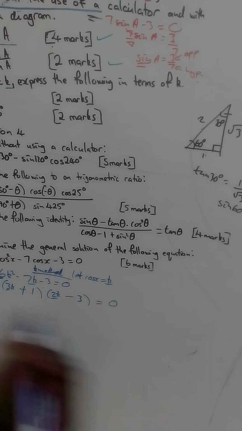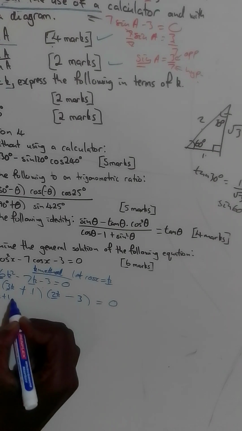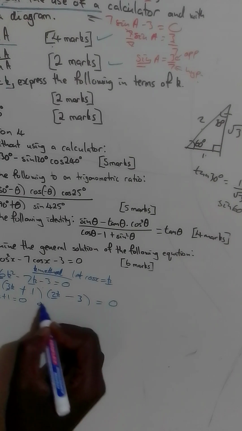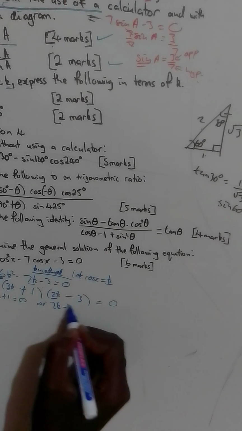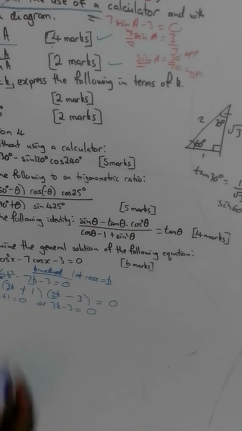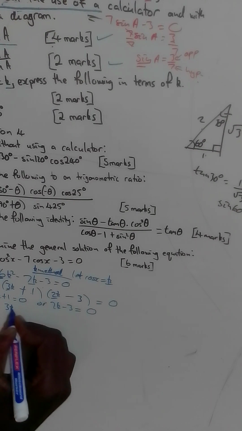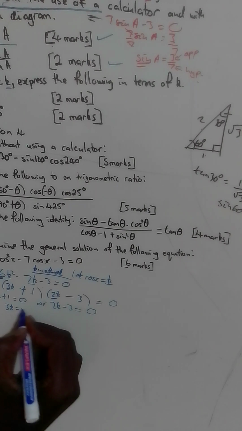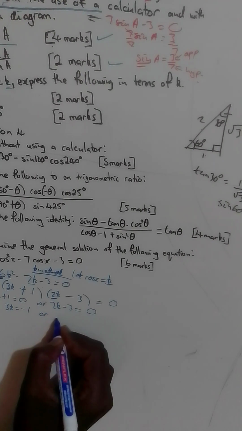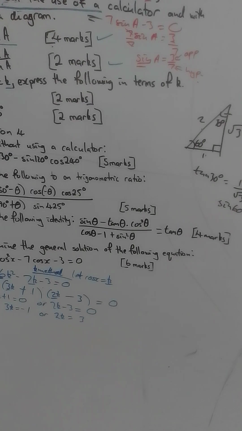is equal to 0. So now I say 3k plus 1 is equal to 0, or 2k minus 3 is equal to 0. Now, when I proceed, I'm going to say that 3k is equal to negative 1, or 2k is equal to 3.